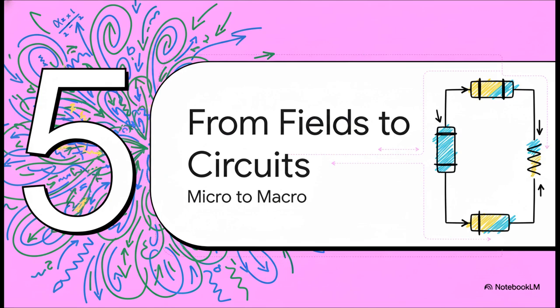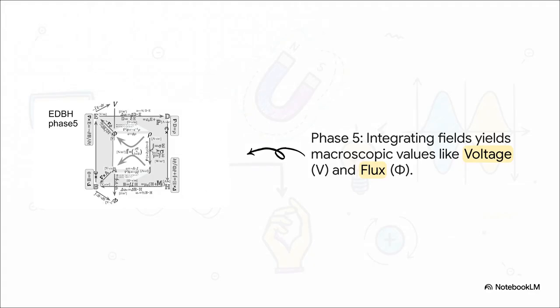Okay, so we've built up this beautiful microscopic picture of fields. Now let's see how this whole thing connects to the macroscopic world we're all familiar with, the world of circuits. So what happens when we integrate these fields? Well, if we integrate our intensive field, E, along a path, we get a quantity you know and love, voltage, V. And if we integrate our extensive field, B, over a surface area, we get another familiar one, magnetic flux, phi. But here's a really beautiful connection. Inside a conductor, where the potential is constant everywhere, the microscopic scalar potential, phi, actually becomes numerically the same as the macroscopic voltage, V. That's the bridge right there, connecting the micro and macro worlds.